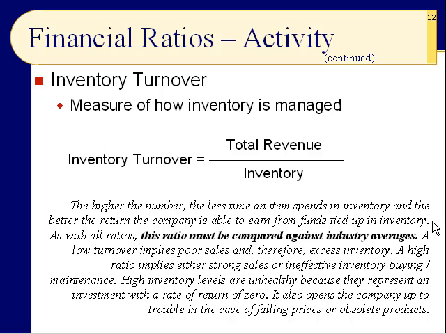A low turnover implies poor sales and therefore excess inventory. A high ratio implies either strong sales or they might not be doing good inventory buying or maintenance. Or it just means that they turn things over very, very quickly like they do in the grocery stores. High inventory levels are unhealthy. We don't really like them because they represent an investment with a rate of return of 0. And as we said, it also opens the company up to trouble in case of falling prices or obsolete products.